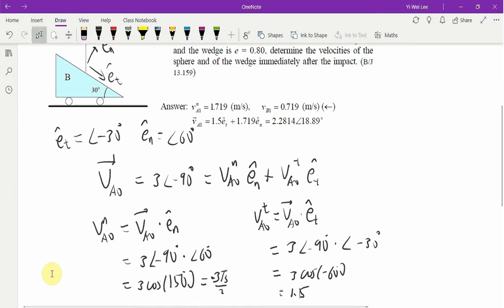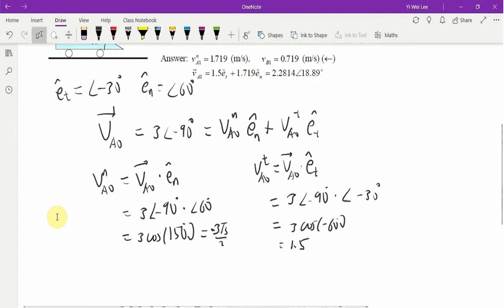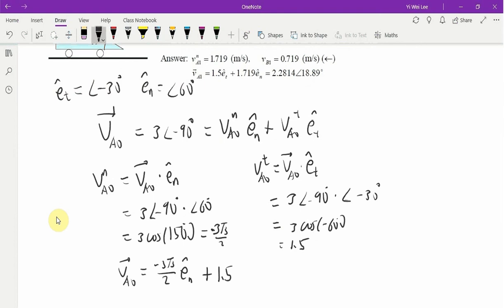Now, we have solved for VA naught T, and we have also solved for VA naught N. So in other words, let's make everything nice. We know that the velocity of A naught is equal to negative 3 root 3 divided by 2 in the EN direction, plus 1.5 ET. This is literally what we have right now.